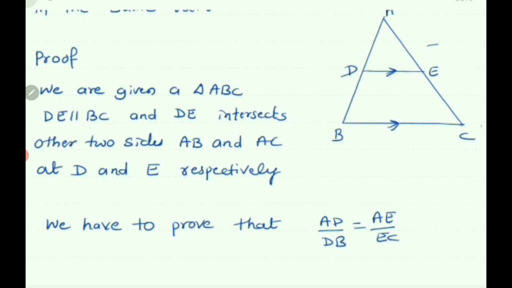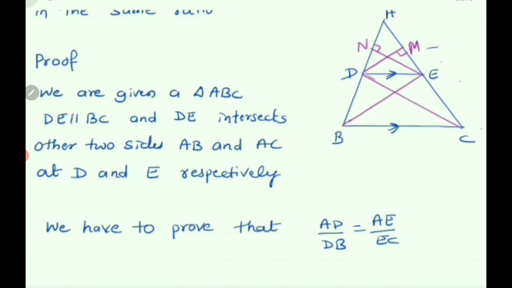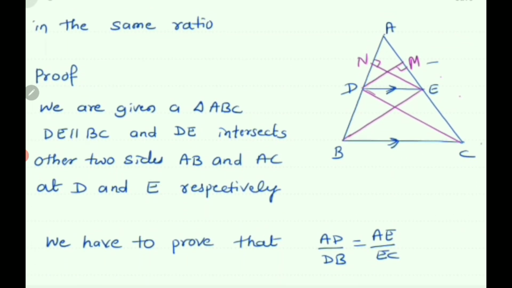For this there is a necessity of construction. Let us join BE and CD, and also draw perpendiculars: DM perpendicular to AC and EN perpendicular to AB. Now we have to prove AD by DB is equal to AE by EC using this construction.